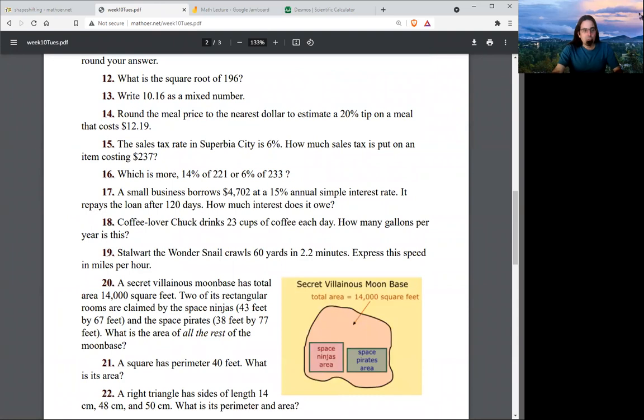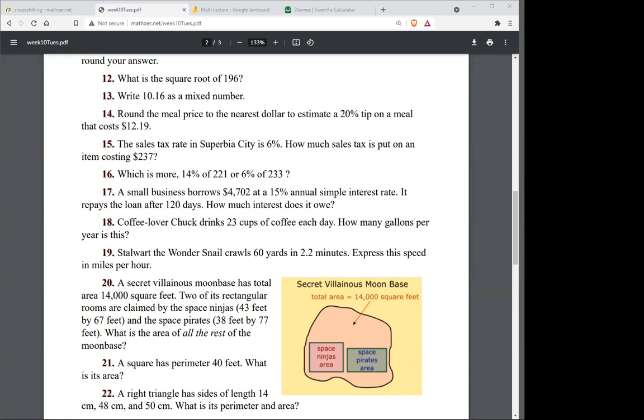Okay, 12 is just a freebie thing. Take out your calculator, use the square root button. It just wants to make sure you know how to do that. What did people get for 12? I got 14. Exactly.